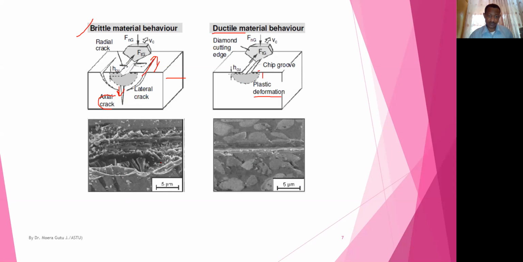When you see the difference between this and this one for brittle materials, there are a lot of fragments due to the imposed cutting load and the material behavior, which is not smooth. But one objective of machining is to get a smooth surface. If you see ductile materials, here you will see the grain structure is very smooth. The machined surface is very smooth also. So this indicates that machining hard material is a bit difficult, and you have to approach it by research and scientific method.